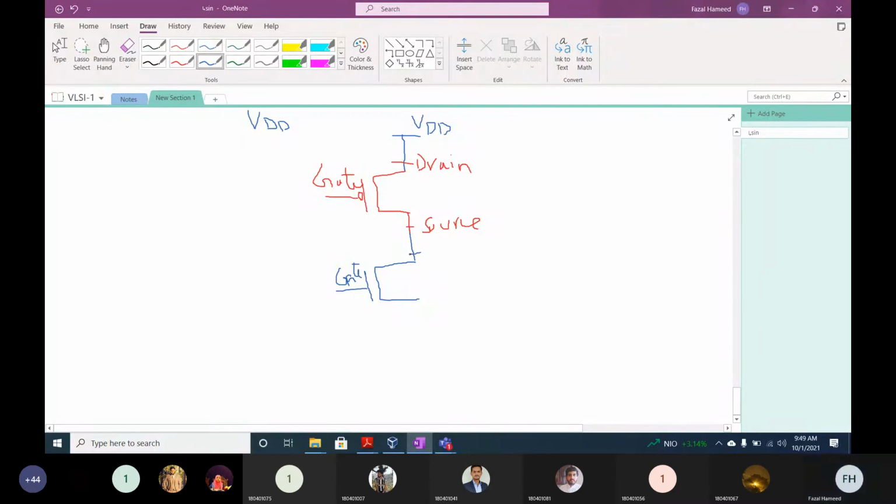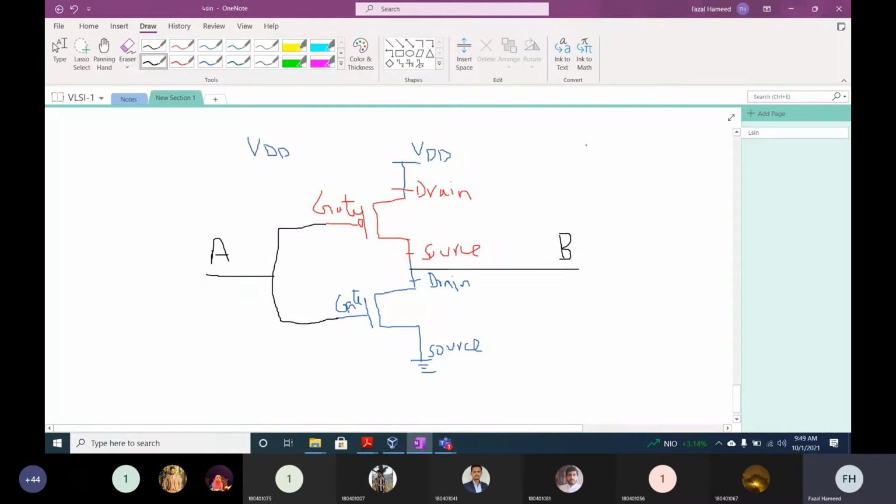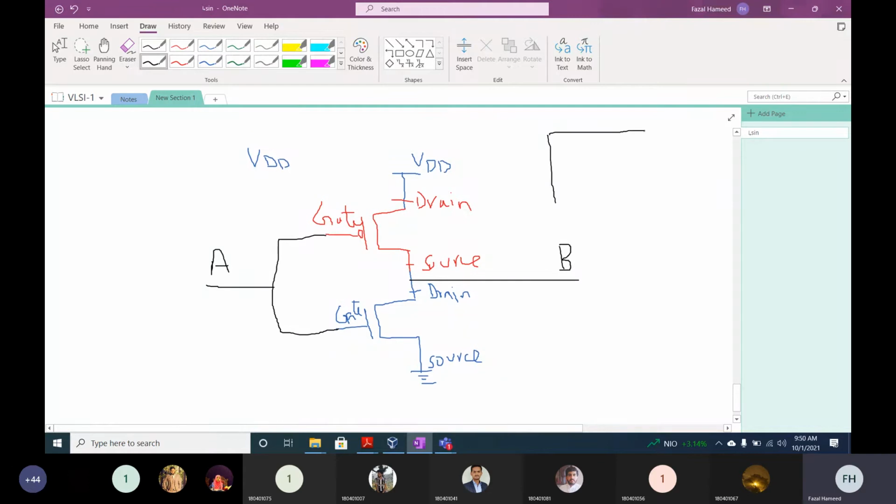Okay. And this is your drain of NMOS. Now this is your source of NMOS. Now we want to interconnect them. What we have done here: we have interconnected both the gates to the signal A, and we have connected the output to the signal B. And now this is the schematic of an inverter.